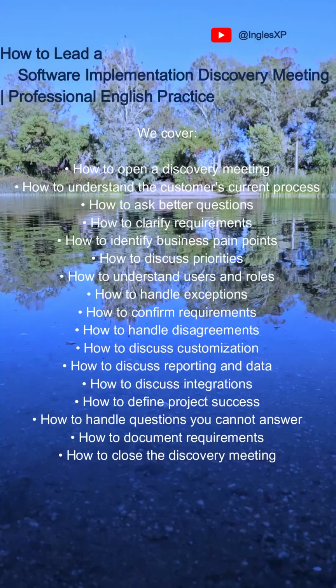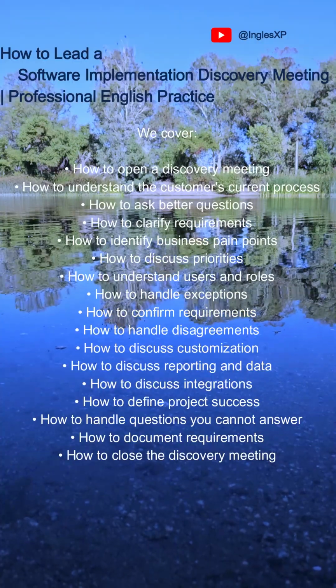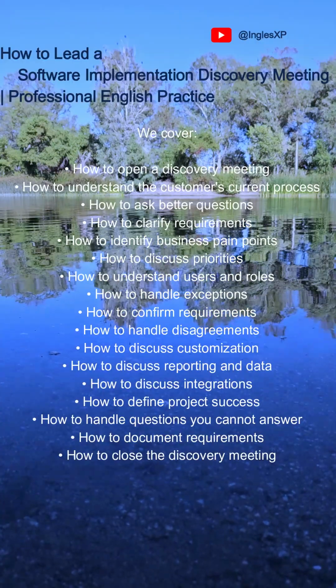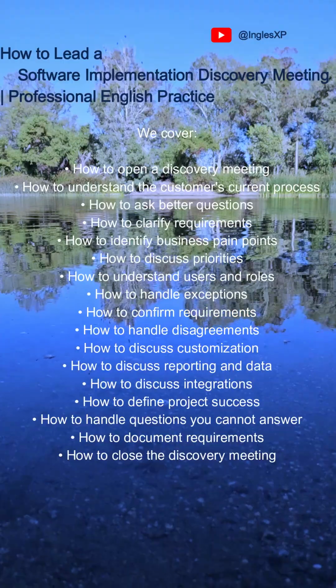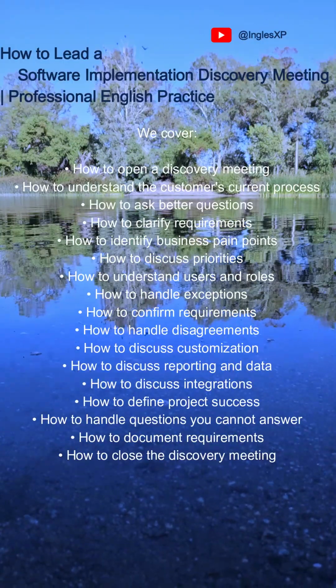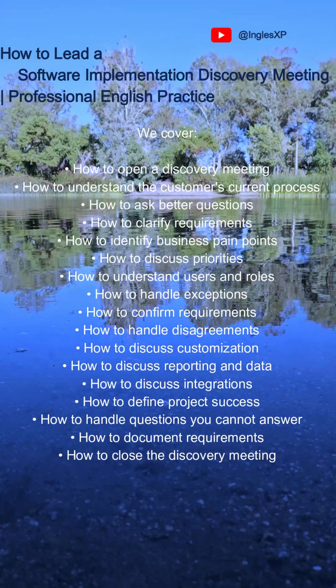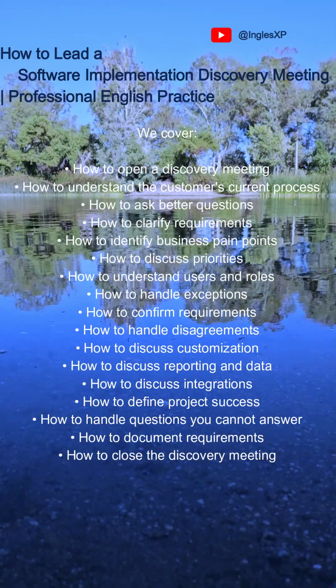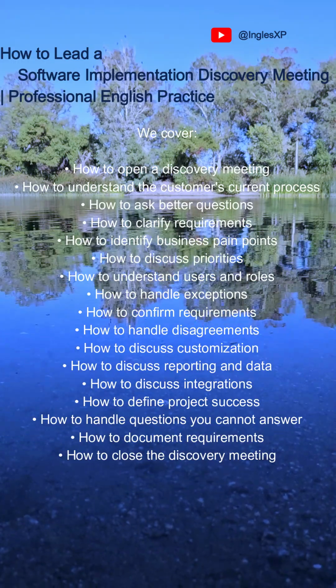Section 4. Clarifying requirements. One of the most important skills in a discovery meeting is clarification. Customers often describe what they want using general language. For example, we need better reporting. That's not yet a requirement. You need to understand what better reporting means.